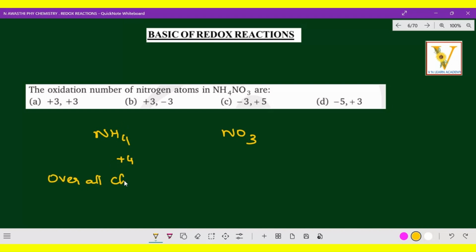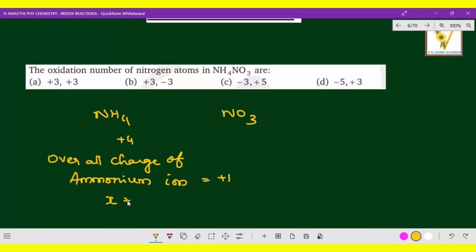Right now, the overall charge of the ammonium ion is plus 1. So that means for this nitrogen, X plus 4 equal to plus 1. So X equal to minus 3, right? So this nitrogen is having minus 3 oxidation state.